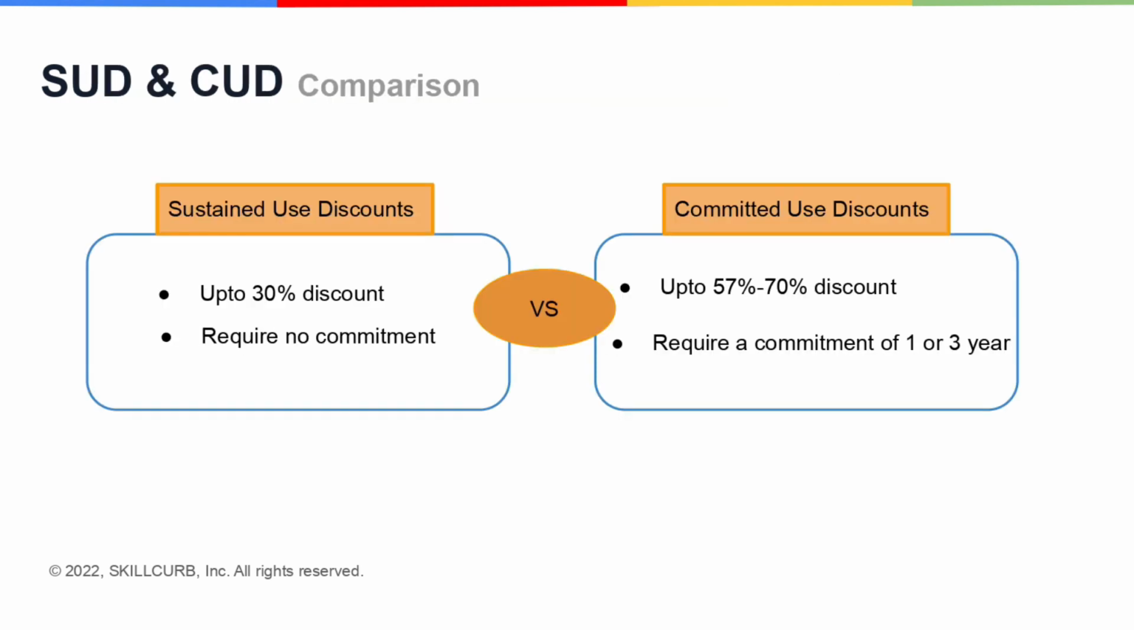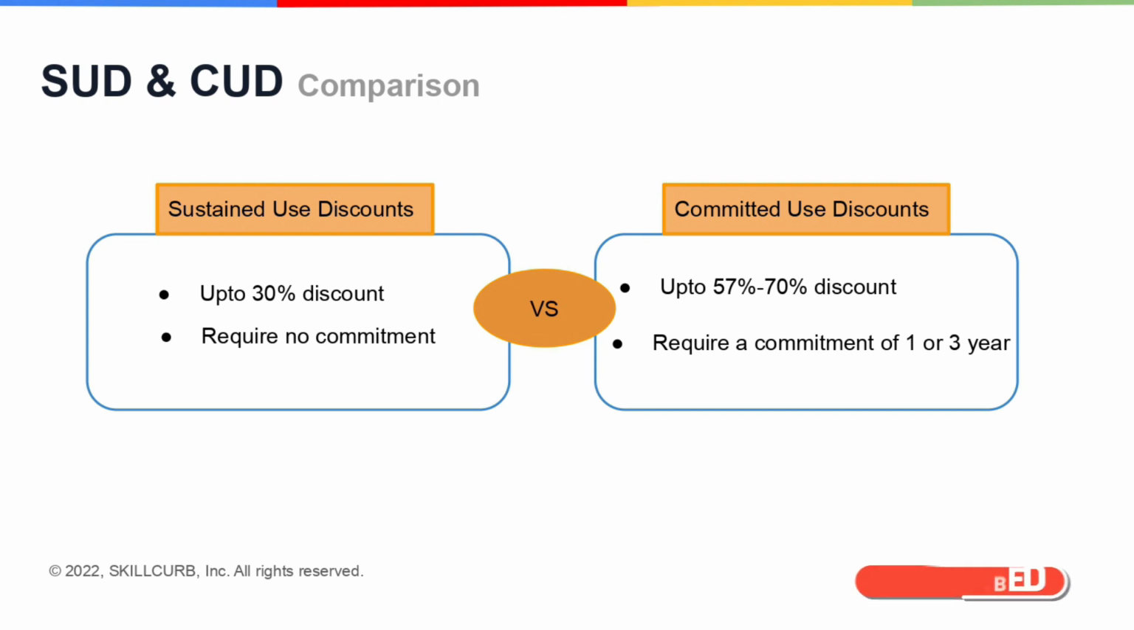Comparing sustained use discounts versus committed use discounts, you will find that sustained use discounts get you up to a 30% discount, whereas committed use discounts get you anywhere between 57 to 70% of a discount. Sustained use discounts require no commitment, whereas committed use discounts require a commitment of anywhere between 1 to 3 years.